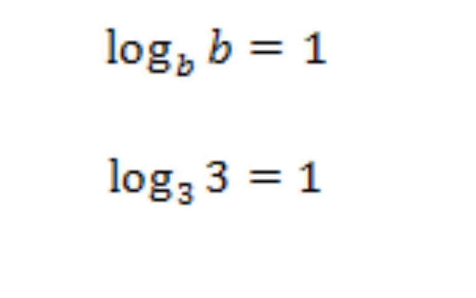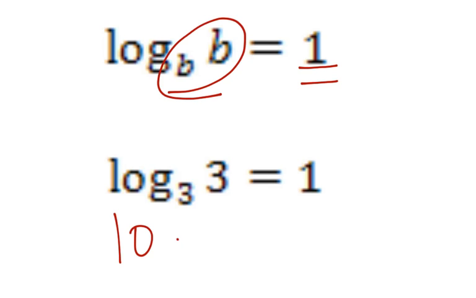Okay, this is Algebra 2, and this is Log Properties, Day 2. If you have log base b of b, it's going to equal 1. In other words, if your base and the number after it are the same, it's always going to equal 1. So log base 3 of 3 is 1. Log base 2 of 2 is 1.